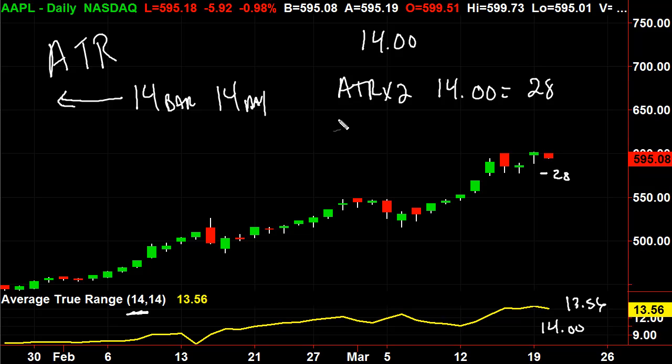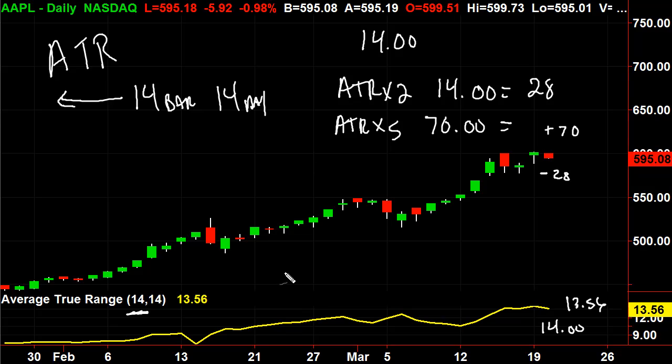Then I'm going to go average true range times 5. In this case, it's 14. So 14 times 5 would be 70. And there you go. I'm going to risk 28 to potentially make 70. That's just a really easy way to calculate your swing trading stops.